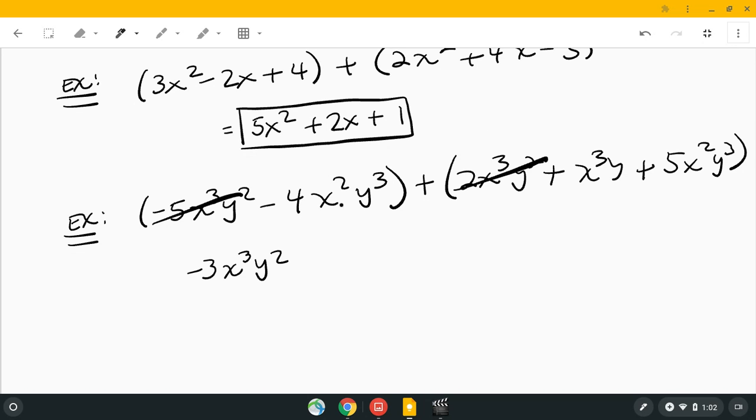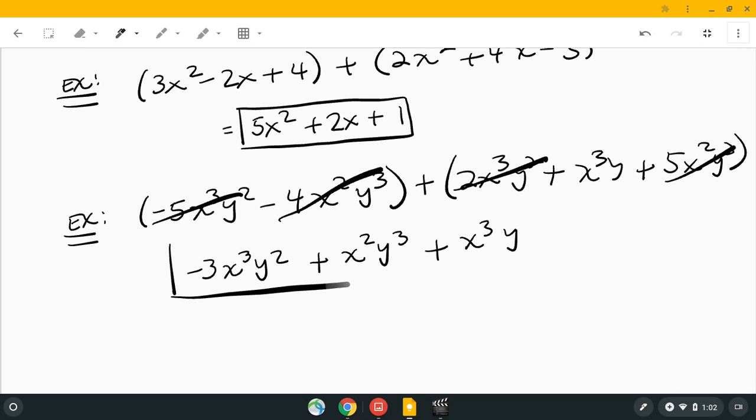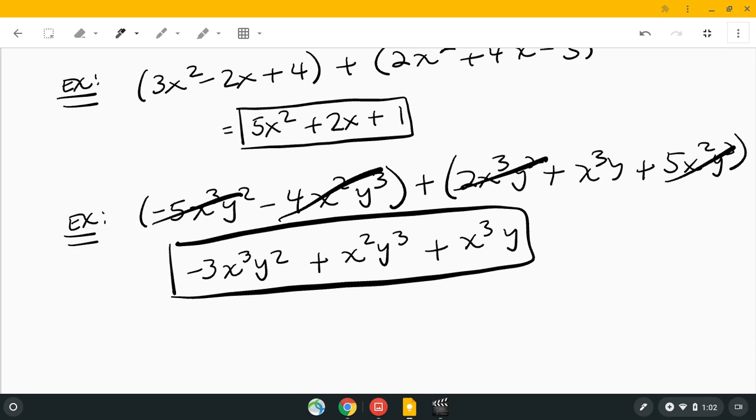Okay, so here I'm looking for x squared y cubed. Here we go, x squared y cubed. So here, negative 4 plus 5. Negative 4 plus 5, that's 1. Positive 1. I don't have to write the 1. And it's x squared y cubed. So we're done with that. And then we have this lonely x cubed y all by itself. So we'll just bring that down like so.